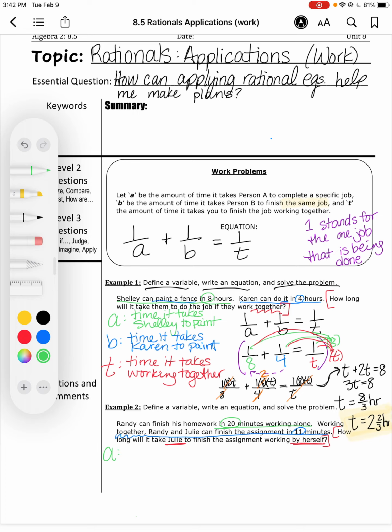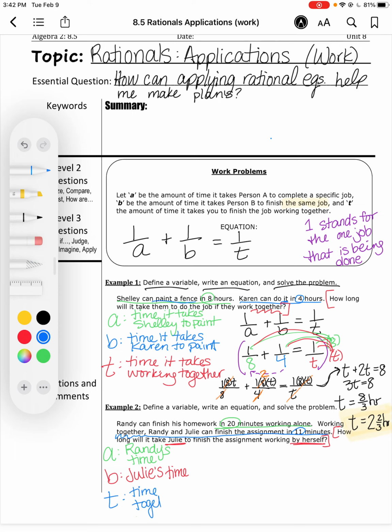So, A is Randy's time, and B is, oops, I didn't color code this the same way. B is what we don't know yet. That's Julie's time. And then T, the time together.